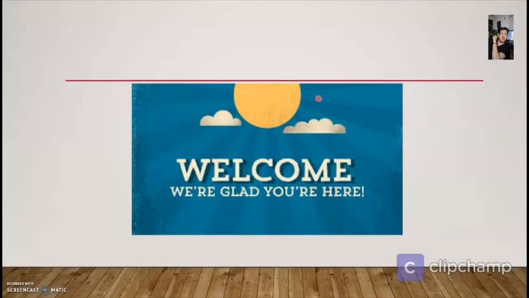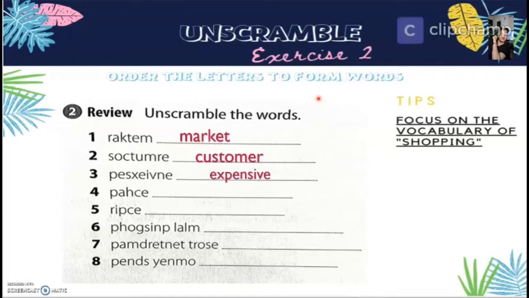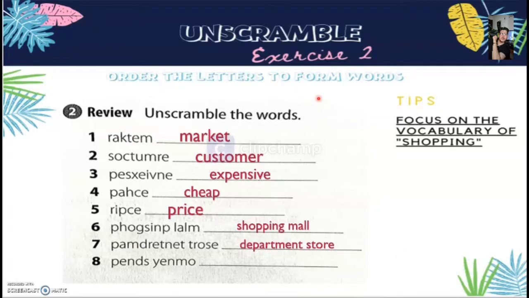Hello guys, today we're going to check the activities that you saw with teacher Mariana last video. So we're going to start with exercise number 2. Basically you only have to get focused on the vocabulary, in this case about shopping. So first one is market, okay? Number 2 we have customer, okay? Number 3 we have expensive, and the opposite, number 4, that is cheap. Number 5 we have price. Number 6 shopping mall, and number 7 we have department store, and the last one is spend money.